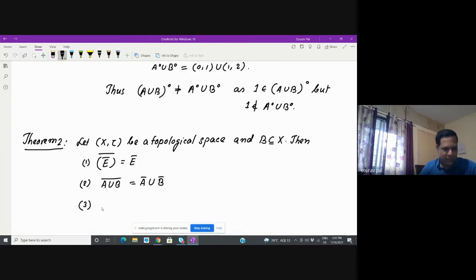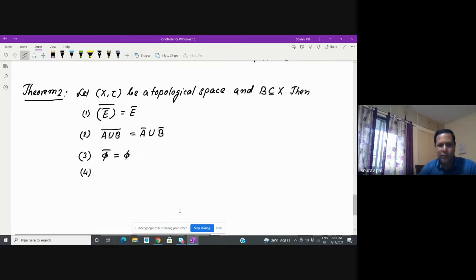So what is the closure of phi? The empty set, it is again phi. And number four, a set is closed if and only if it is equal to its closure.